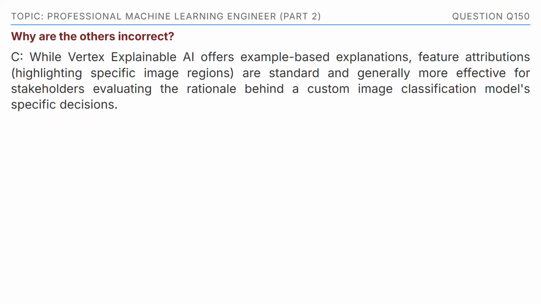C. While Vertex Explainable AI offers example-based explanations, feature attributions, highlighting specific image regions, are standard and generally more effective for stakeholders evaluating the rationale behind a custom image classification model's specific decisions.